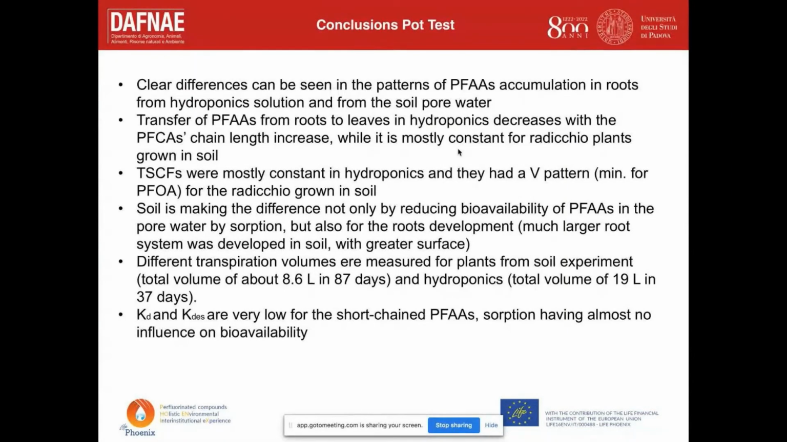in order to recover some delay that we have accumulated before. There are clear differences that can be seen in the pattern of PFAS accumulation between the experiment in hydroponic solution and the one in soil. The transfer of PFAS from roots to leaves in hydroponics decreases with the PFAS chain length, while it's mostly constant for the red chicory growing in the soil.